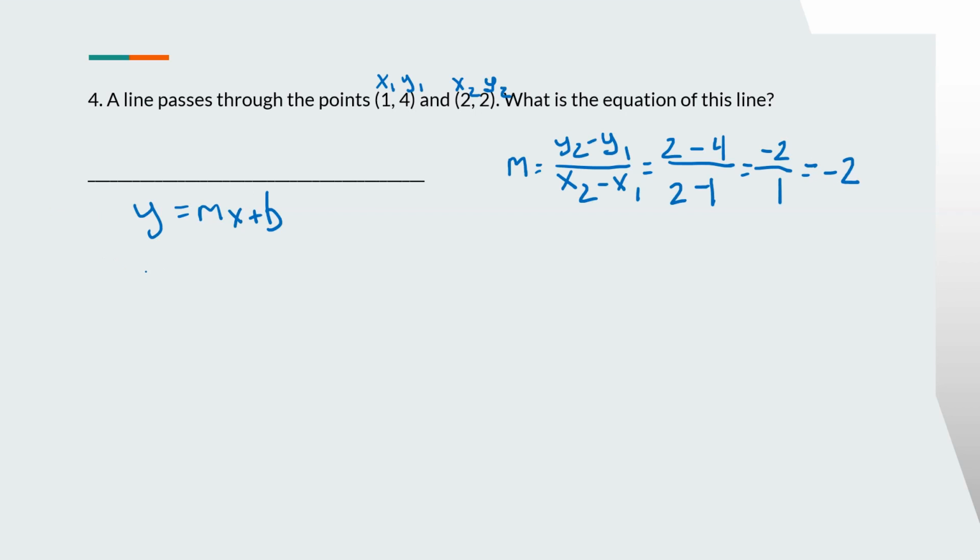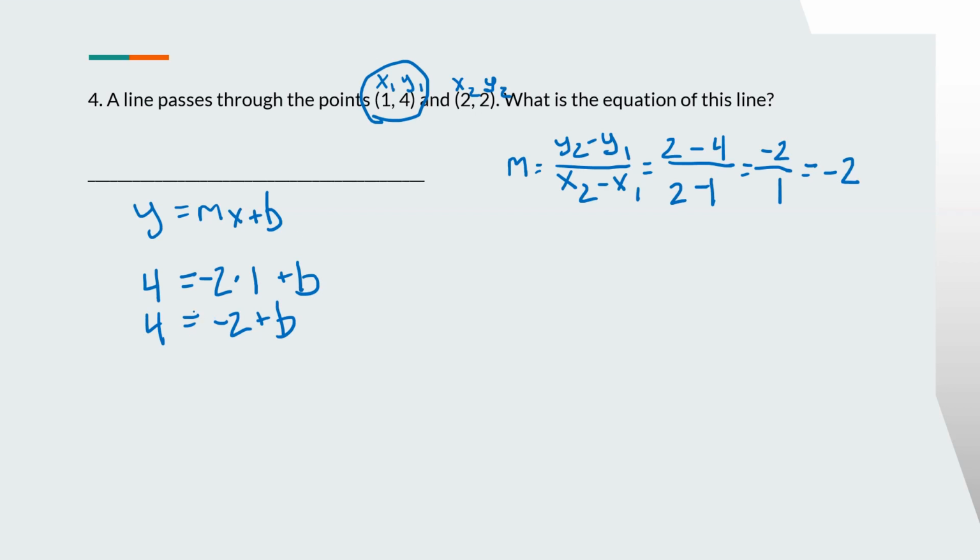So I can go back here to my equation, and remember before when I used a set of points, I just plugged them in for x and y. So I'm going to use that first pair for no reason. So 4 equals, I know my slope is -2, times my x-coordinate up there, which is 1, plus b. So I go 4 equals -2 times 1 is -2 plus b.